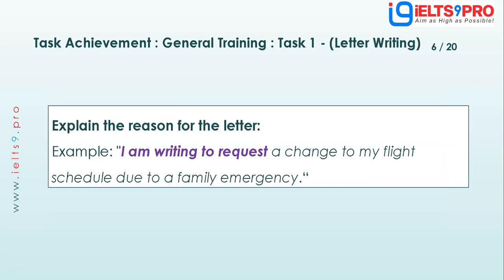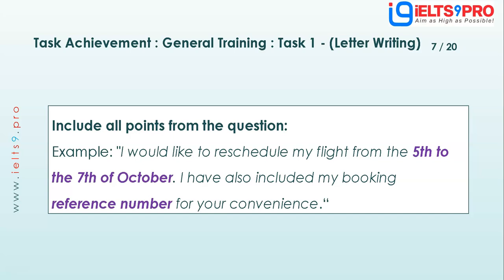If you're writing a letter, general training, explain the reason. That's the first thing. For your letter, it gives you the purpose, why you're writing. Then 3 points, 1 point a paragraph. So you will start off by saying, I'm writing to request, or it could be I'm writing to inquire, I'm writing to inform, I'm writing to complain, etc. Okay? Get that reason in first. Now, all points from the question. I'd like to reschedule from the 5th to the 7th. I've included my reference number for your convenience. Make sure that you get those in.